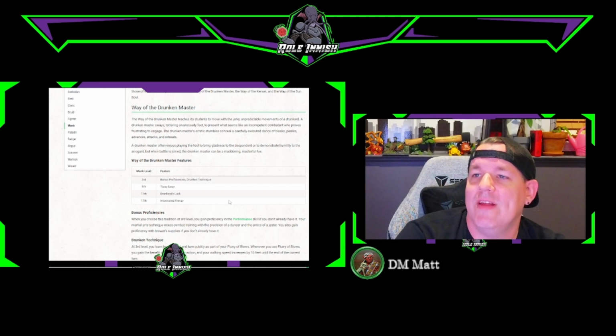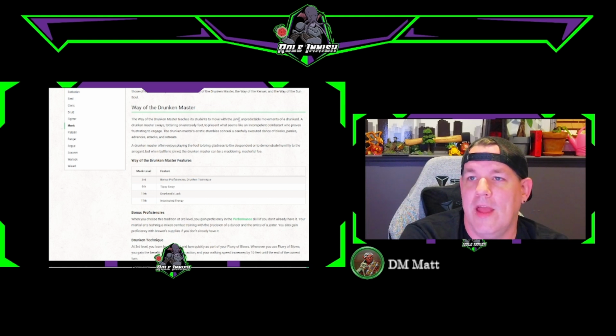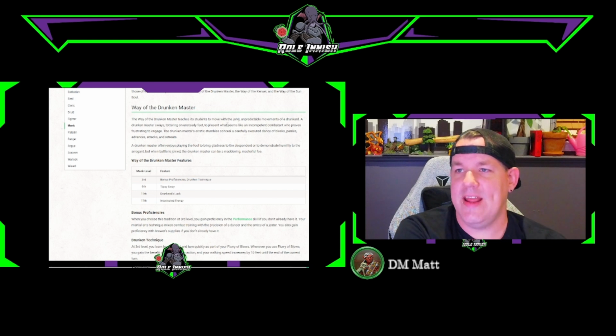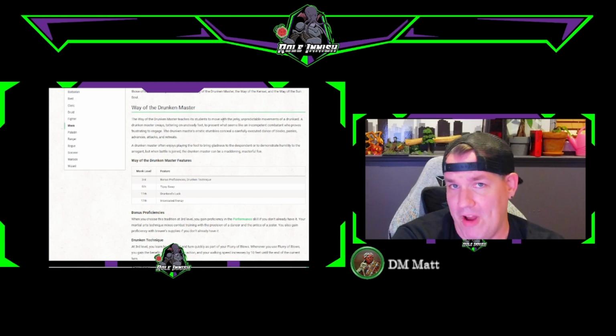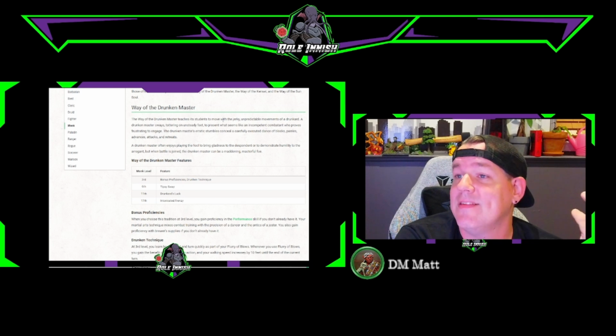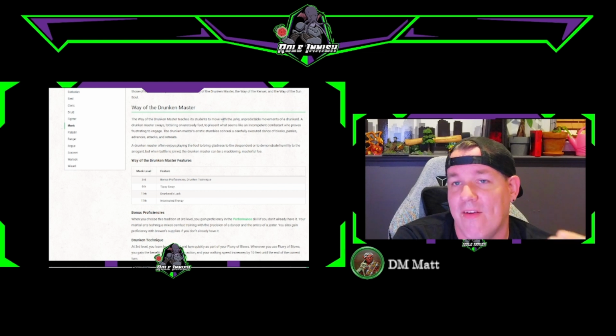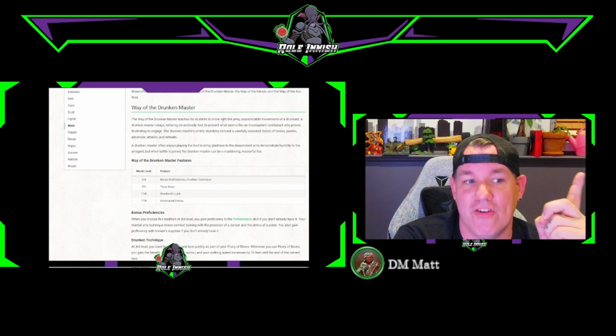Okay, so in the description it says, "The Way of the Drunken Master teaches its students to move with jerky, unpredictable movements of a drunkard. A drunken master sways, tottering on unsteady feet, to present what seems like an incompetent combatant who proves frustrating to engage. The drunken master's erratic stumbles conceal a carefully executed dance of blocks, parries, advances, attacks, and retreats. A drunken master often enjoys playing the fool to bring gladness to the despondent or to demonstrate humility to the arrogant. But when a battle is joined, the drunken master can be a maddening, masterful foe."